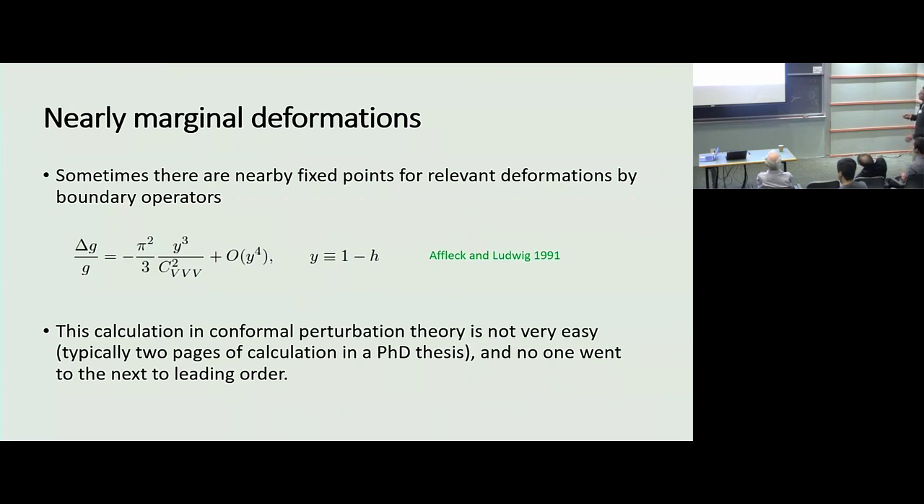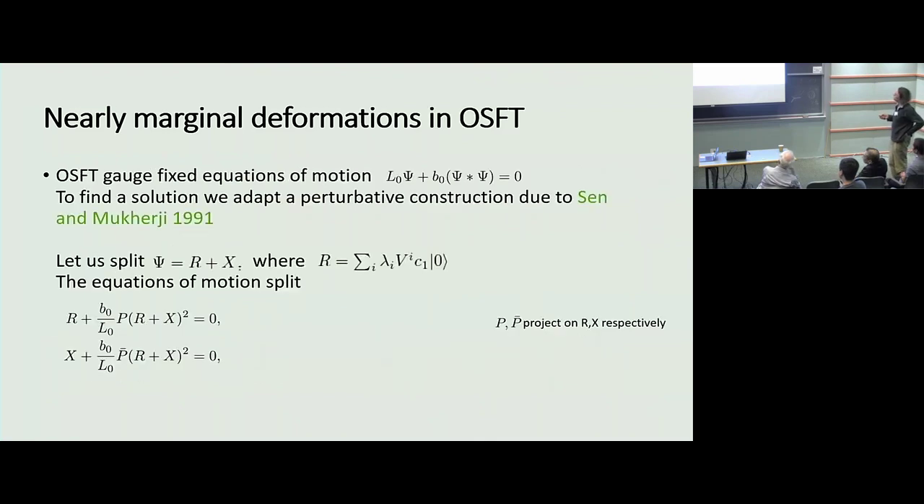Actually, in this original paper, they quoted this result on one line without justifying it, but then it turned out to be quite a difficult calculation. It typically takes 2 pages in a PhD thesis, and no one dared to go to higher order. But actually, I can show you that this formula can be derived on one line using Sen's conjectures, and that the calculation to next to leading order is quite feasible.